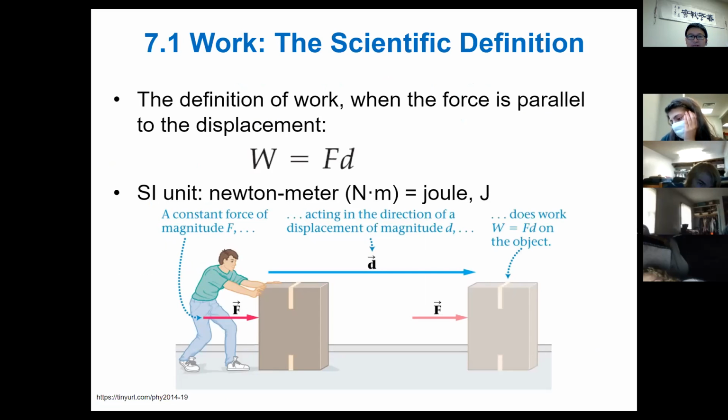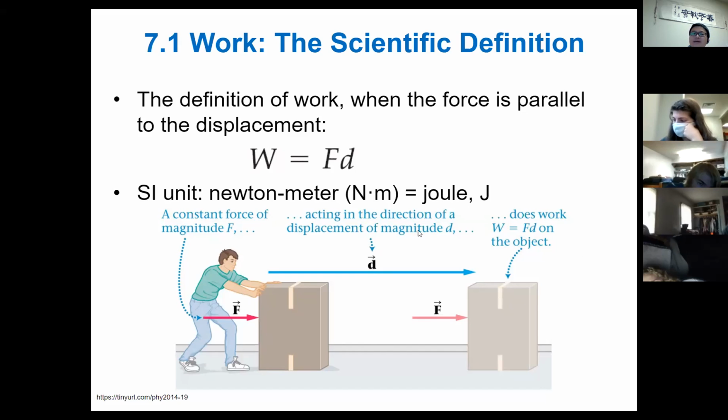For the scientific definition, in our daily life we use the term work a lot, like homework, housework. You are working a lot, okay? But that's not a scientific definition. So in science, work is defined as the force multiplied by the displacement that is parallel to the force. So if you are pushing a box in one direction, in this case in the figure in the horizontal direction, then the box moves in the horizontal direction as well. Then you multiply the force and the distance it has moved. Okay, so that gives the work.